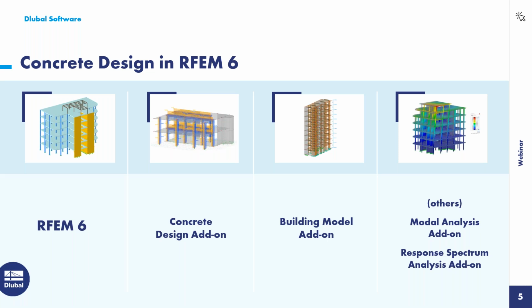If we want to take this a step further to design the columns, the beams, or the surfaces, we do need the concrete design add-on that will carry out the design according to the ACI or the CSA or other international standards. We then have the building model add-on. RFEM is a general FEA program, but this building model add-on will release these building-specific features that now gives us the ability to define stories as well as shear walls and deep beams.